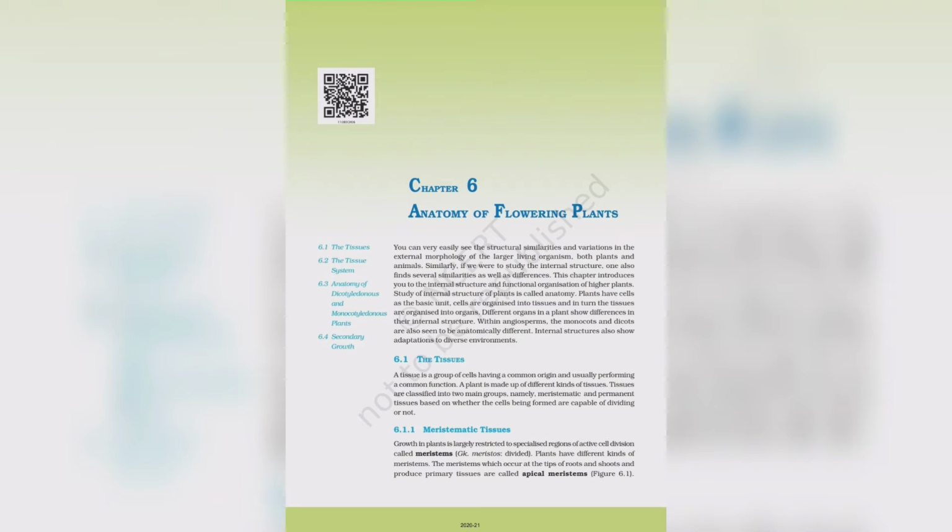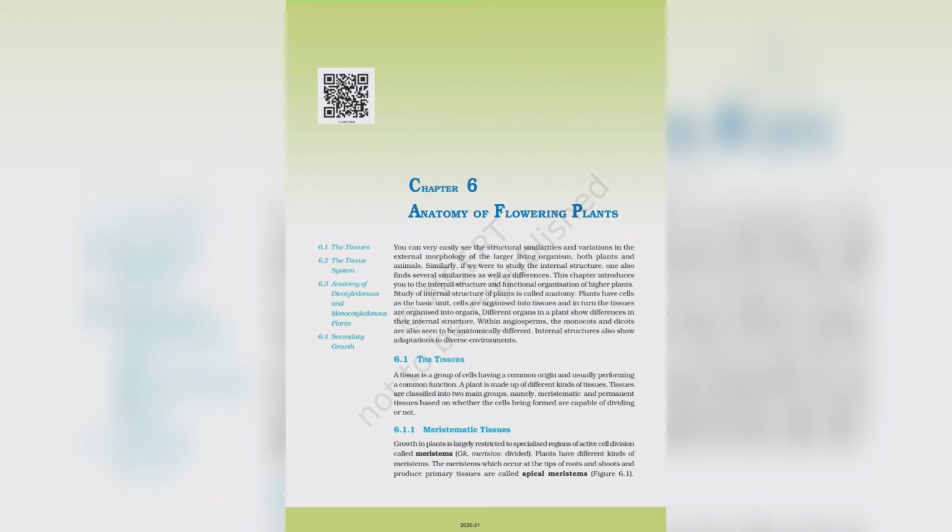6.1 The tissues. A tissue is a group of cells having common origin and usually performing common functions. A plant is made up of different kinds of tissues. Tissues are classified into two main groups, namely meristematic and permanent tissues, based on whether the cells being formed are capable of dividing or not.